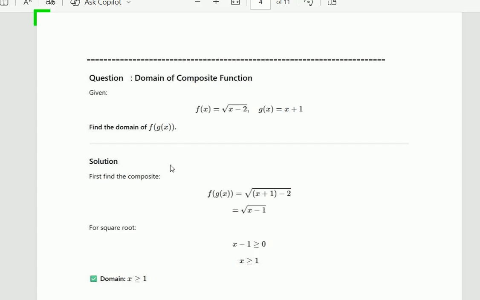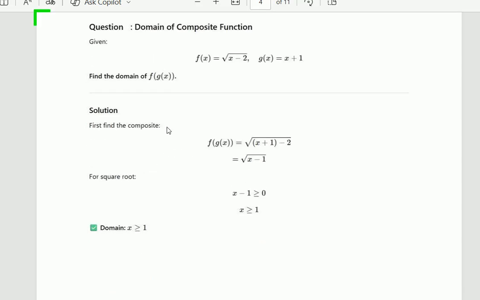After simplification, we get x minus 1. So fg of x is equal to the square root of x minus 1. As we know that the square root is always positive, x minus 1 should be greater than or equal to 0. So the domain is x greater than or equal to 1. It means that x should be equal to or greater than 1 for the valid function.